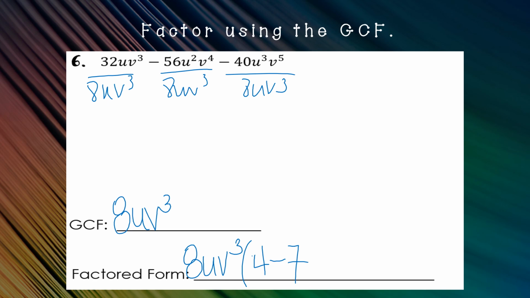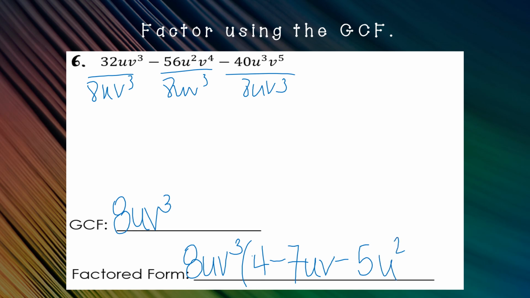I've got a u squared up top and I'm going to take 1 away, so that's going to leave me with a single u. I've got a v to the 4th up top and I'm going to take 3 away, so I'm going to be left with just a v. And then finally, -40 divided by 8 is -5. U cubed over u is going to be u squared because I have 3 and I'm taking 1 away.